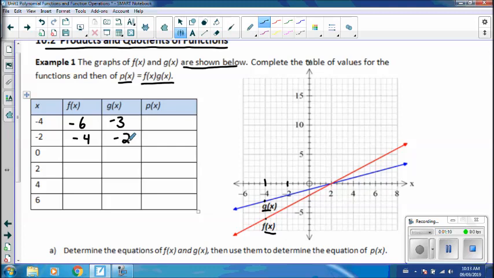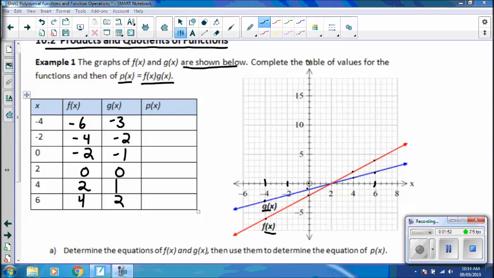When x is 0, right here, it looks like we have -2 for the red function and -1 for the blue one. So that's these points here and here. I'm just filling this in. So 0, 0, and then over here at 4, there's our two values, so 2 and 1. And then lastly, out here at 6, it looks like 4 and 2. Okay.